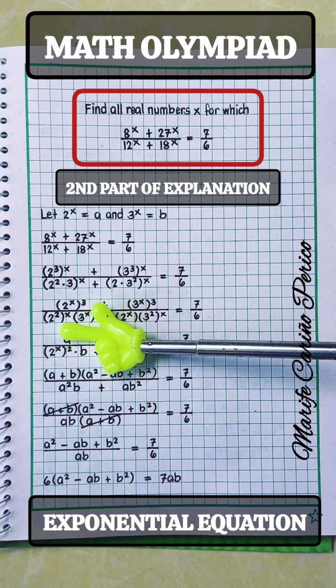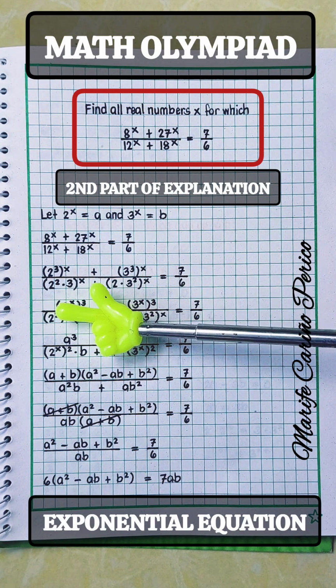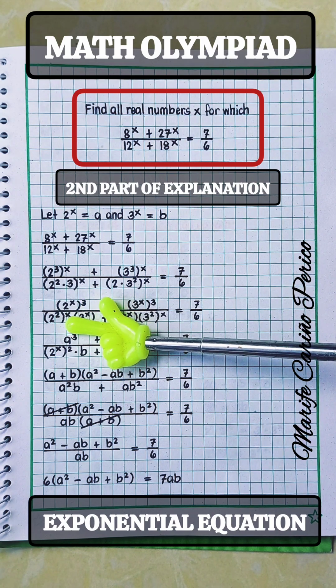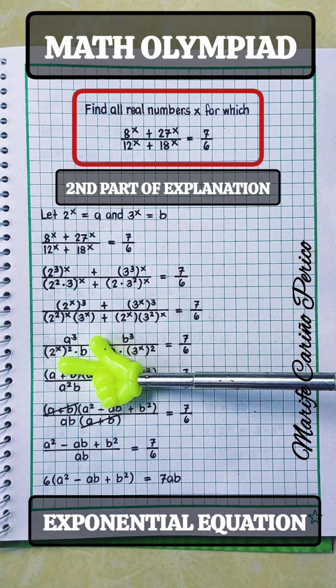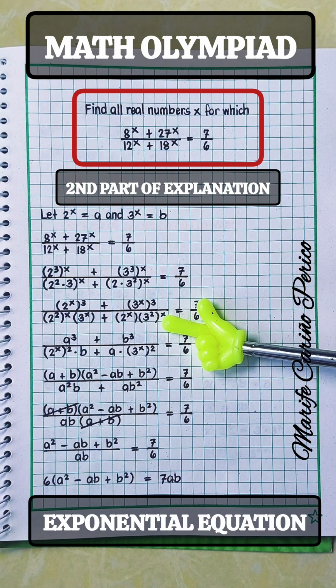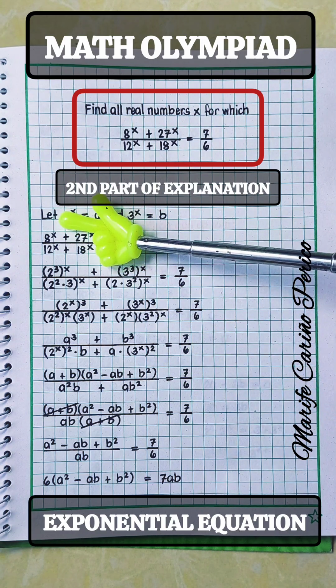Since we're supposed to multiply the exponents, we can apply commutative property of multiplication, which states that changing the order of the factors will not affect the product. Therefore, we can swap these exponents. X goes in, 2 goes out. Therefore, 2 squared raised to the power of x is just the same as 2 raised to the power of x squared. And 3 squared raised to the power of x is just the same as 3 raised to the power of x squared.